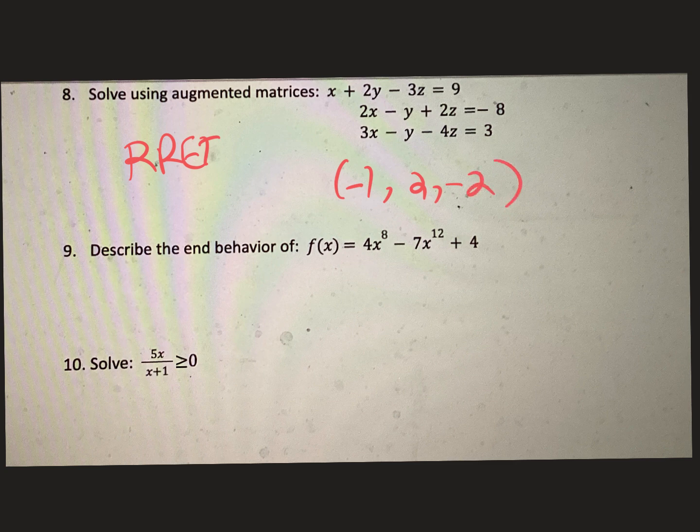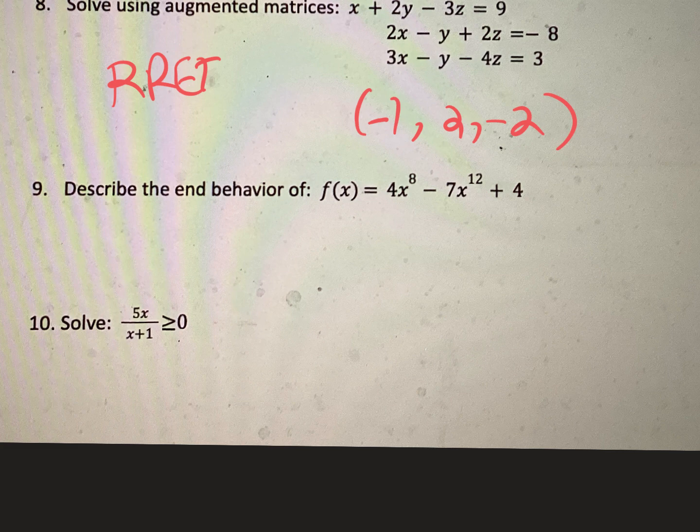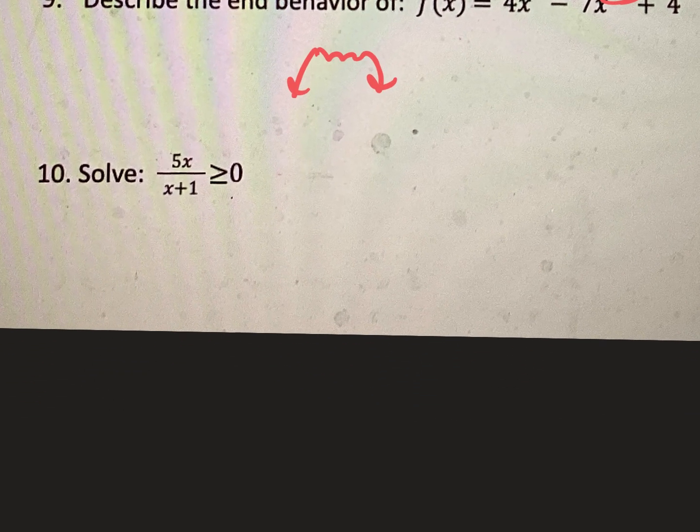All right, and number 9. Describe the end behavior. So you're looking for the degree here. Our degree is the biggest exponent. The biggest exponent is 12, which is even. So that means either both ends are going up or both ends are going down. Because there's a negative in the front, both ends are going down. So we're just going to draw a little fake graph there and say both ends are going down. Just like that.